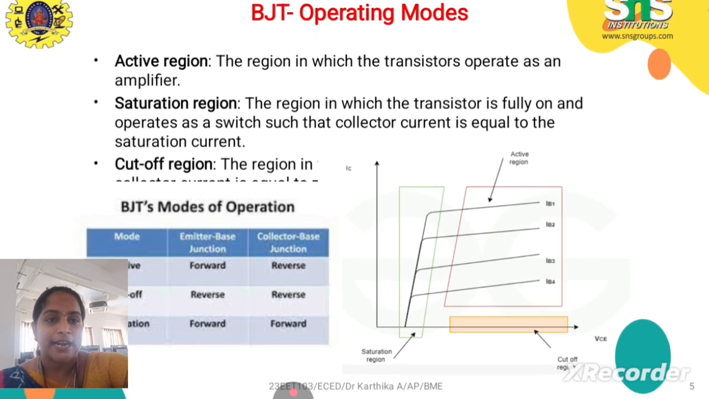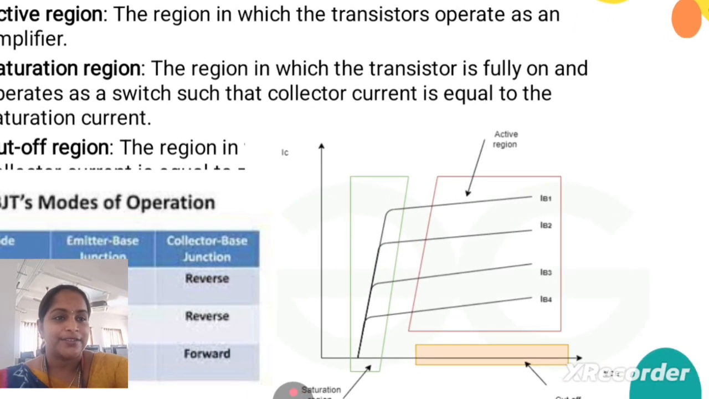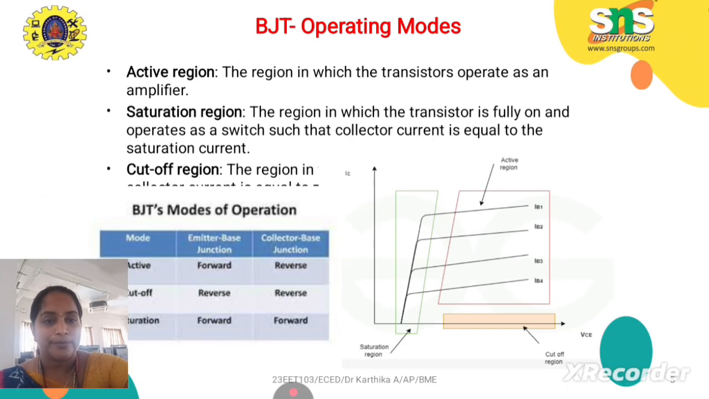And another region, we have cutoff region. Here in this cutoff region, the excess current or voltage flow is cut off by the component. See here in these modes of operation we have active, cutoff and saturation. Emitter base junction is always forward in active mode, reverse in cutoff, and forward in saturation. Collector base junction is reverse in active, reverse in cutoff, and forward biased in saturation. See the diagram. Here we have active region, saturation region and cutoff region. This graph is plotted between the voltage and current characteristics of BJT.